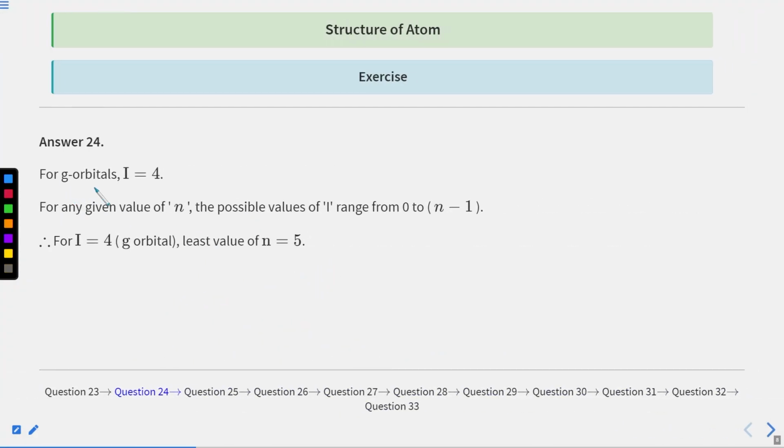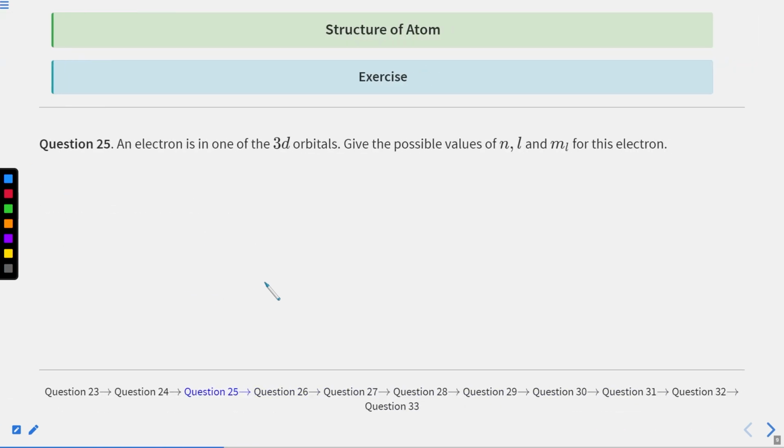So it is written very clearly that for G, L is equal to 4. Now since L is equal to 4, we know that L values range from 0 to n minus 1. So that would give us a value of n equal to 5. Clear?